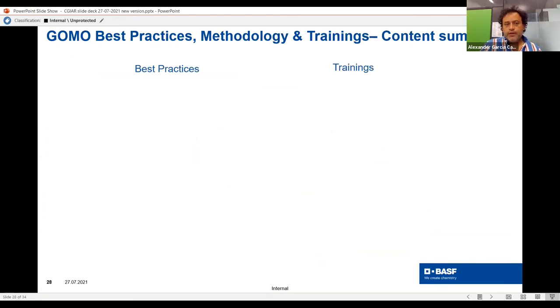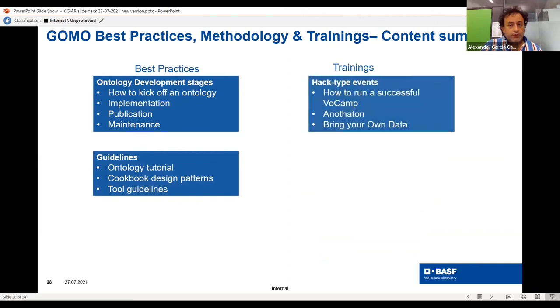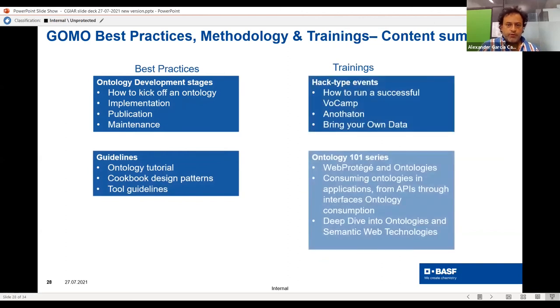As a summary of what we have been doing, we have been working on GOMO for just 1 year. Not even 1 year, it will be 1 year in September. We have achieved quite a lot. So we have some standardized training sessions, like how to run a successful boot camp, bring your own data.